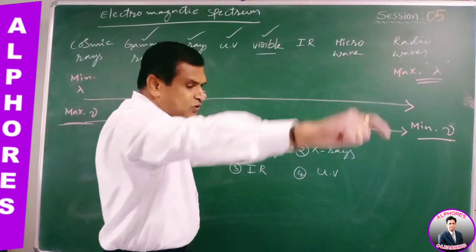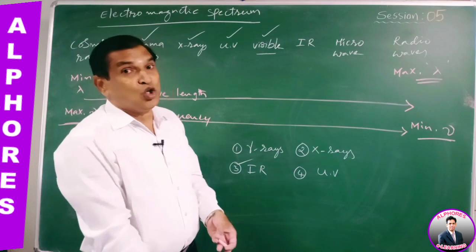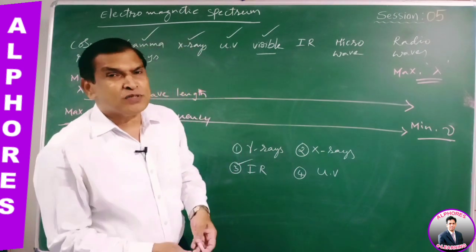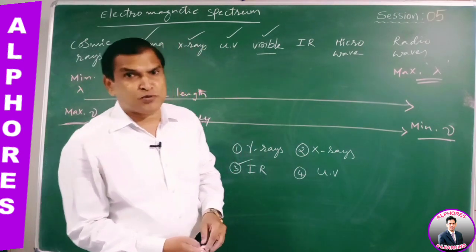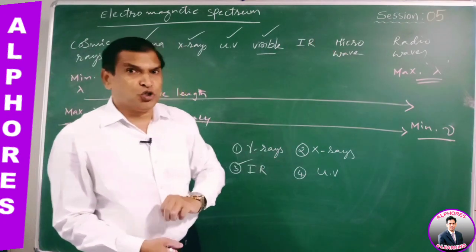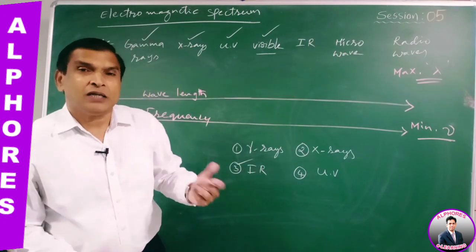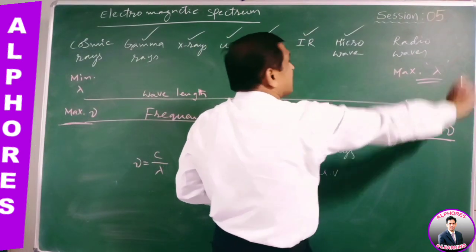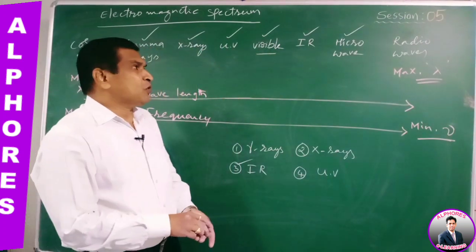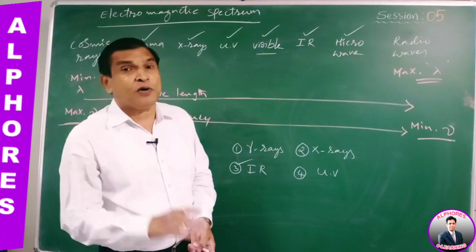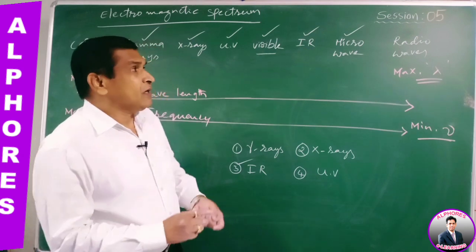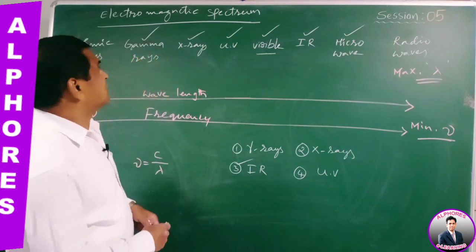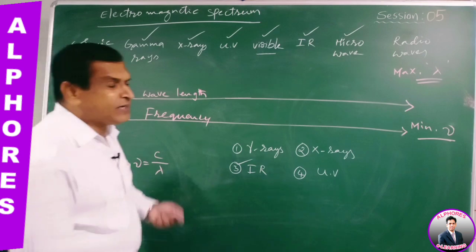Infrared radiation is produced from Nernst Glover source. Microwaves are produced in klystron tubes. These microwaves are used in telephone and telegraph circuits. Now radio waves. These radio waves are produced by alternating current of high frequency. So these are the various electromagnetic radiations.